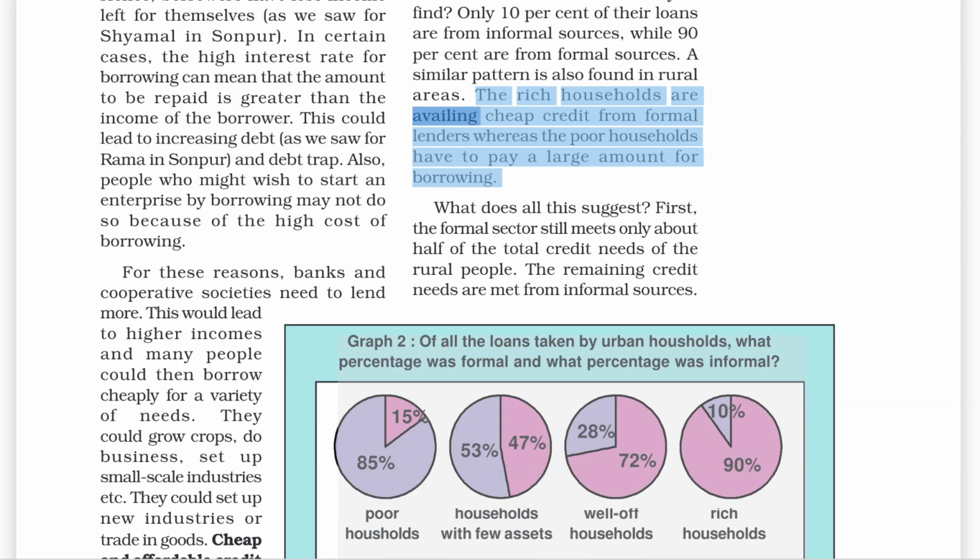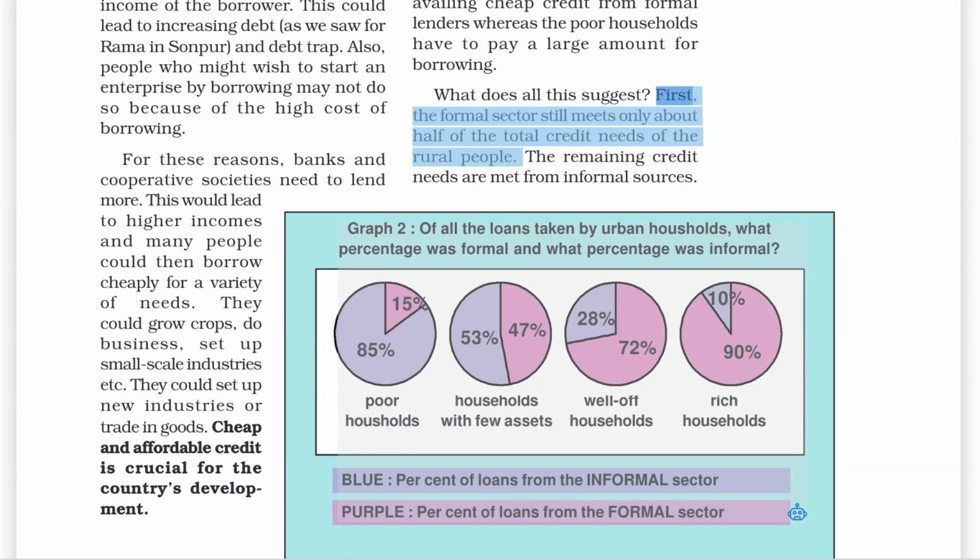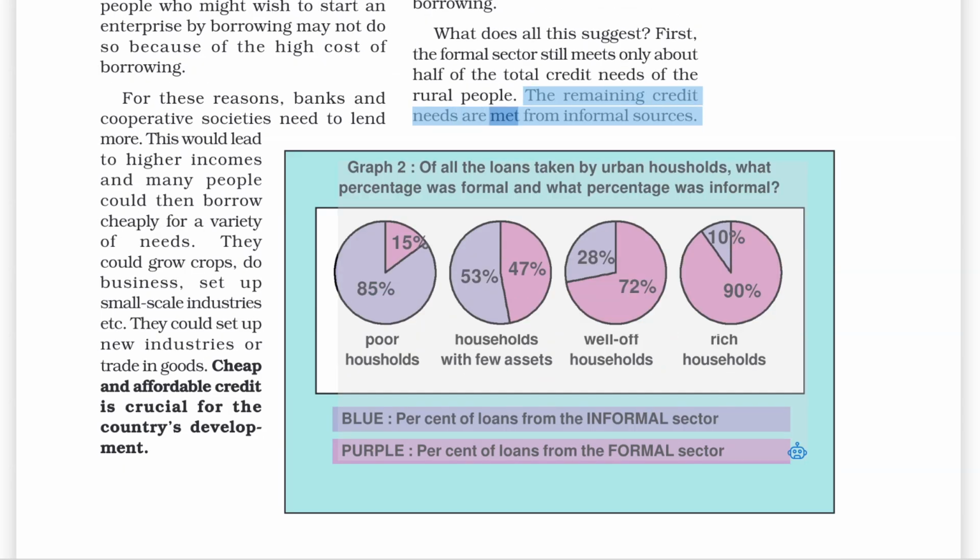The rich households are availing cheap credit from formal lenders, whereas the poor households have to pay a large amount for borrowing. What does all this suggest? First, the formal sector still meets only about half of the total credit needs of the rural people. The remaining credit needs are met from informal sources.